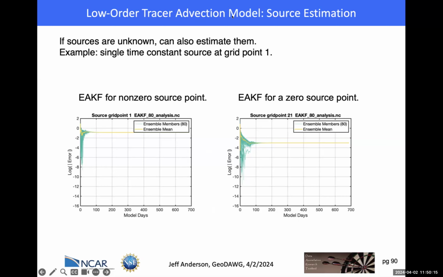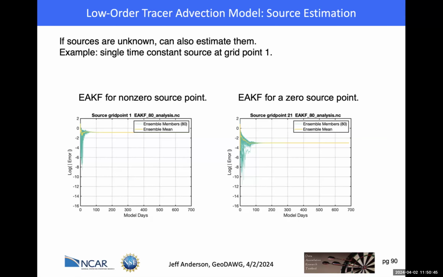And in this particular experiment now, in my assimilation, I started with very uncertain estimates of what the source was at all grid points, varying from 0 to 100. And then I let the assimilation try to estimate these parameters. And this is with traditional ensemble Kalman filters. The left panel is the error for the grid point where there is a source, and the right panel is the error for a grid point where there is no source as a function of time.